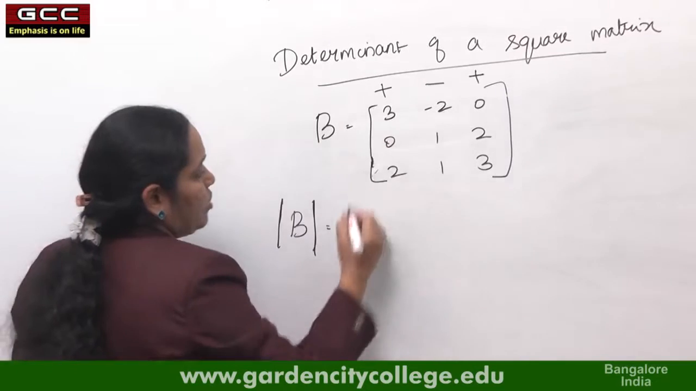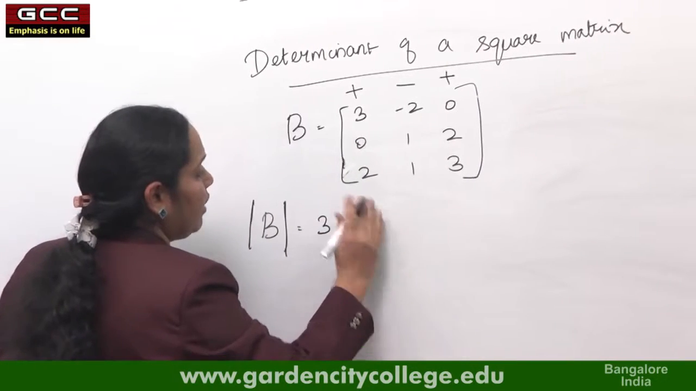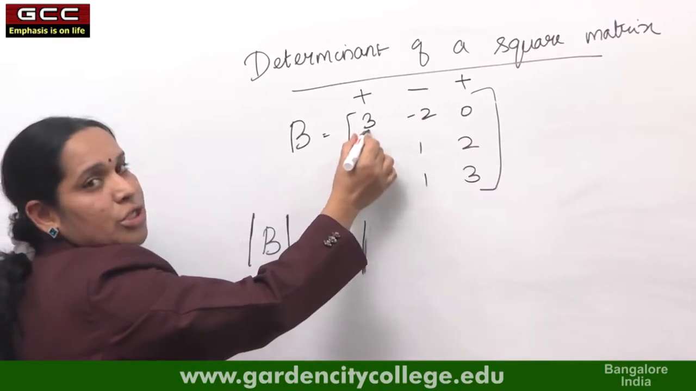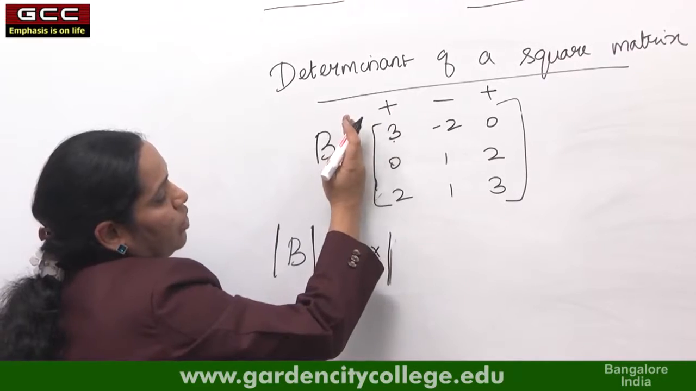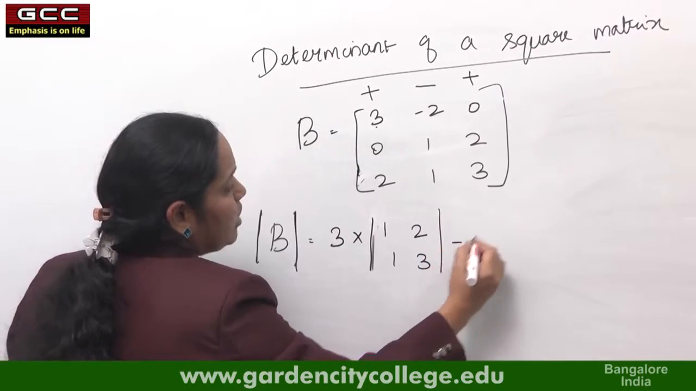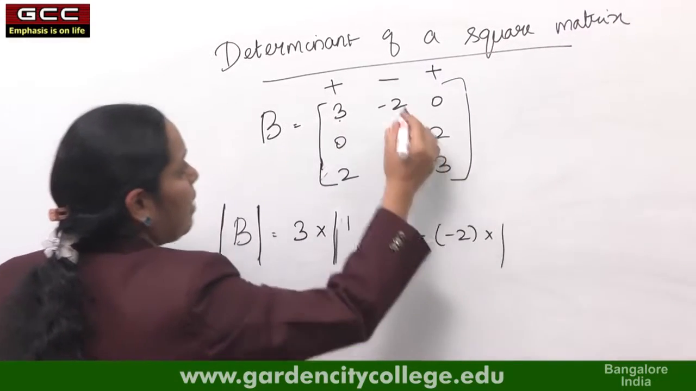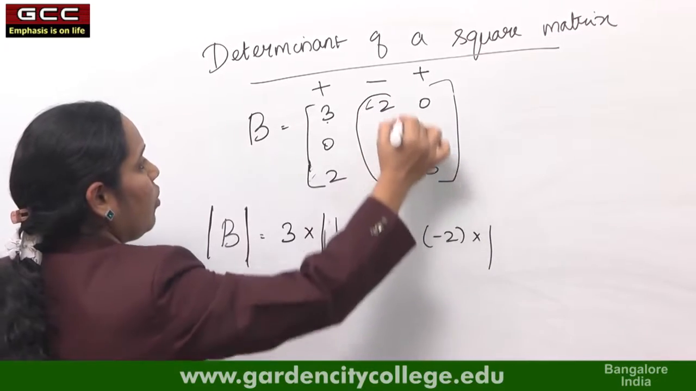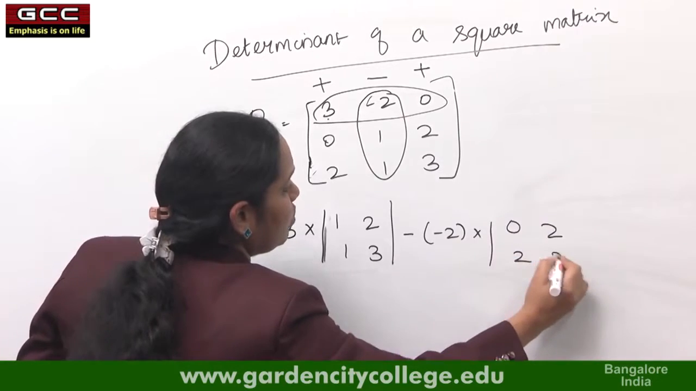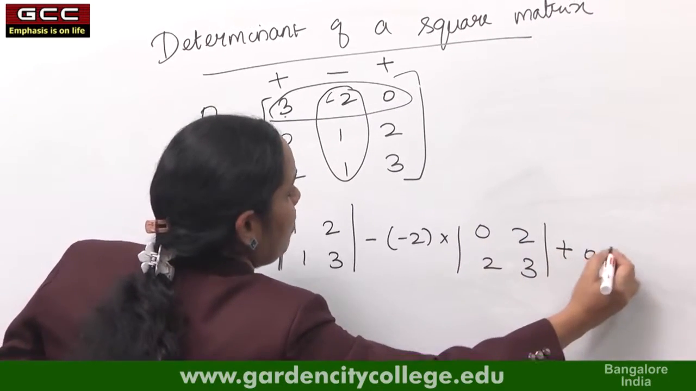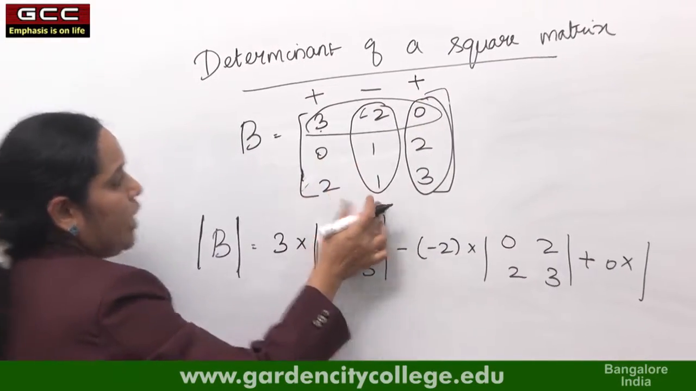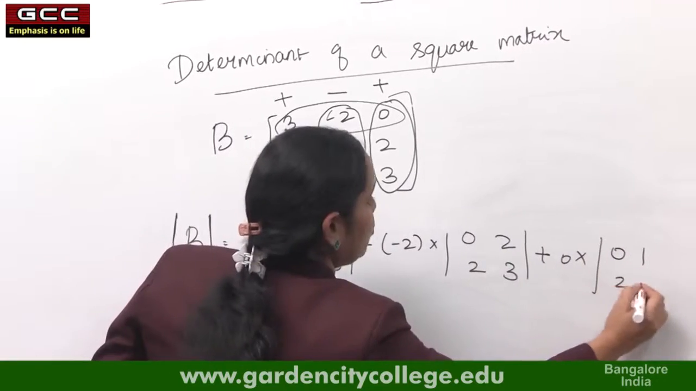It's alternating. So take the element 3 multiplied by the determinant of, if I take this element 3, the position is 1, 1. So ignore this particular row, particular column. The remaining will be 1, 2, 1, 3, minus of minus 2 multiplied by, ignore this particular column, this particular row, so remaining will be 0, 2, 2, 3, plus 0 multiplied by, here ignore this column, take these two elements, 0, 1, 2, 1.